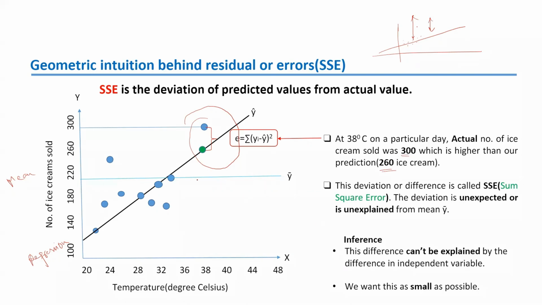So now you understand that the difference between this point and this point is called the SSR, and the difference between this point and this point is called SSE. This SSR is explained. We know that this is the mean and this is our own regression line. So this is explained. This regression line is what the model is creating, but this point has a difference between the regression line and the actual point. So this is called the SSE, the sum squared error, which is unexplained.